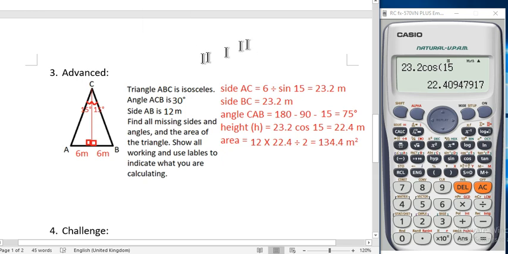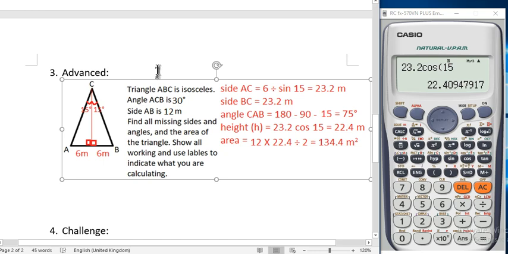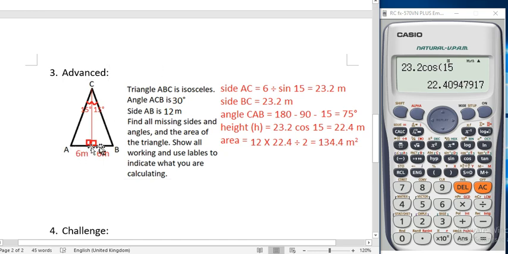We now know this base all the way along the bottom. We're looking at the big triangle now, of course, forgetting the little triangles. We've got all our information, we don't need to use the smaller triangles anymore. We're just looking at what we have for the big triangle. For this isosceles triangle, we have a base of 12 and a height of 22.4.